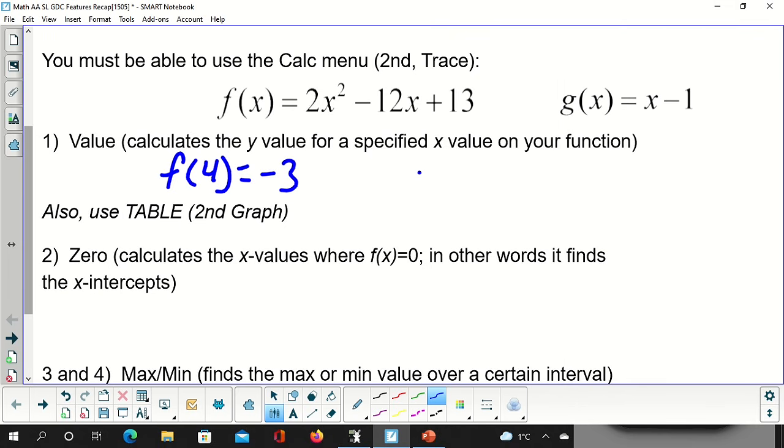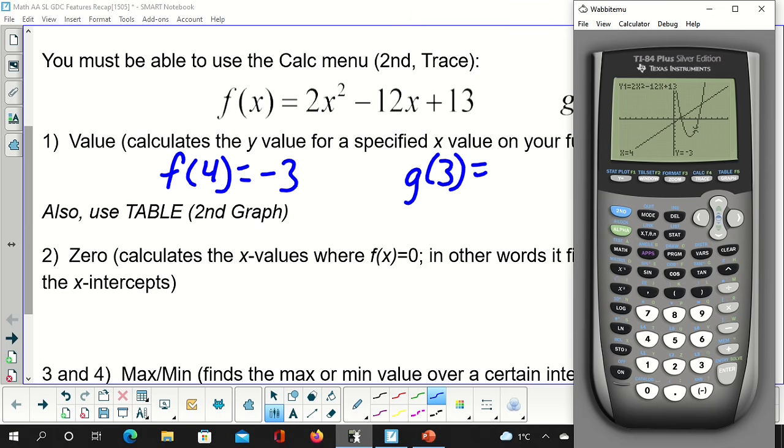If instead I had wanted to say g of 3, well, again, it would be easy to sub it in, but I could also just tell it I'm looking for an x value of 3. I hit 3, enter. Now here it's still on my y1, or my f of x function, but if I tap down, then it will go to my next function. It will tell me when x is 3, y is 2.